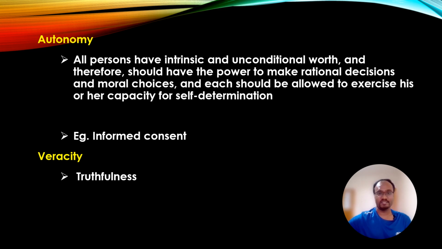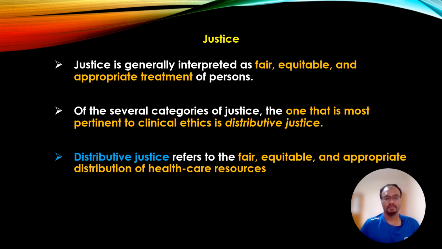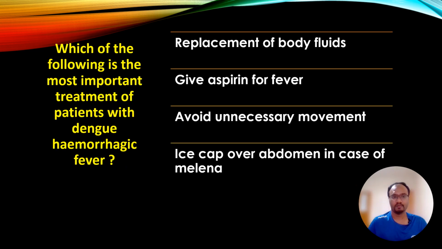And let us see what is meant by justice. So justice is generally interpreted as fair, equitable, and appropriate treatment of persons. Of the several categories of justice, the one most pertinent to clinical ethics is distributive justice. Distributive justice means fair, equitable, and appropriate distribution of healthcare resources. Let's go to the next question.